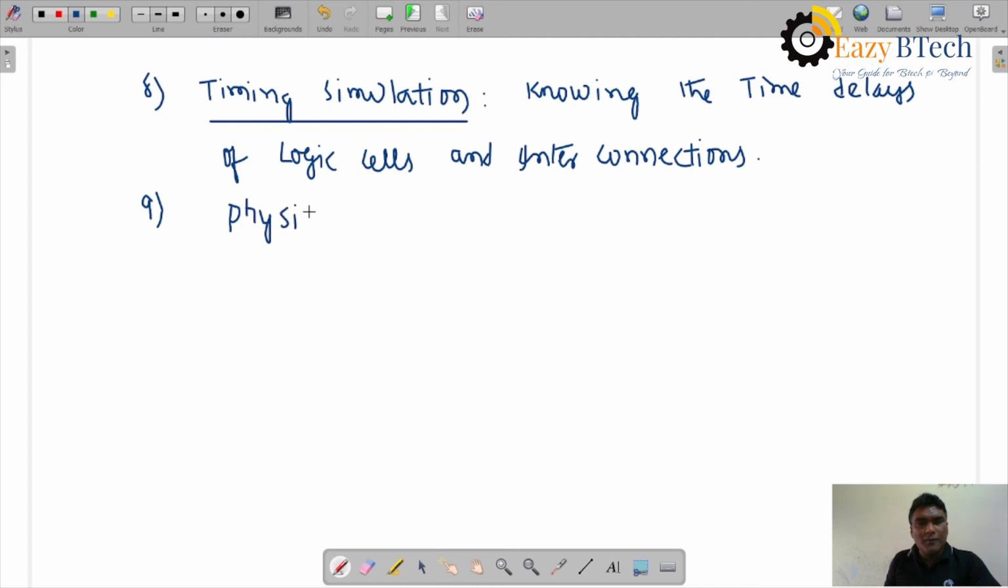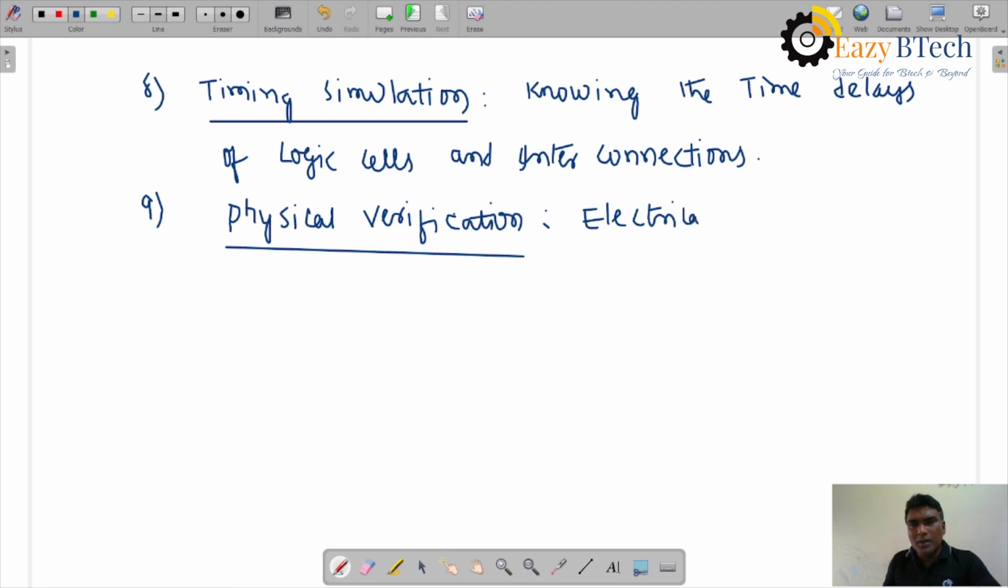The ninth one, after knowing the time delays, is physical verification. Physical verification is nothing but verifying the electrical rules physically. Now the signal flow, the electrical signal flow. So electrical signal verification, right?